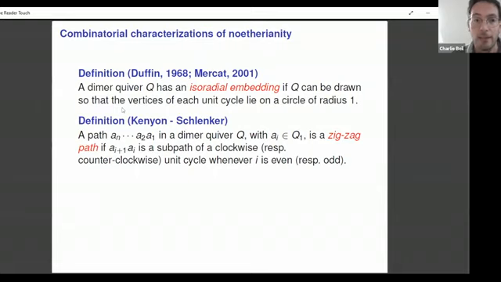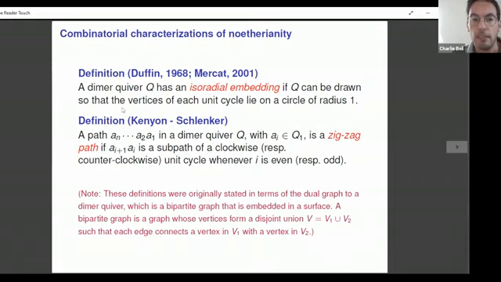So a path, a1, a2 to an, in a dimer quiver with each ai an arrow is a zigzag path if a i plus 1 is a subpath of a clockwise, respectively counterclockwise, unit cycle whenever i is even, respectively odd.